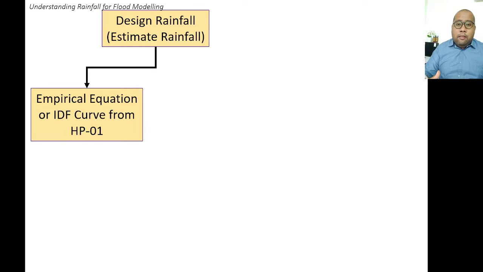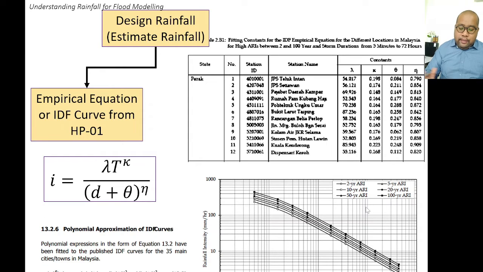The first step, the first way is we use the empirical equation or the IDF curve from the HP01 2015. So this one, okay, this is the empirical equation. I is the intensity of the rainfall.